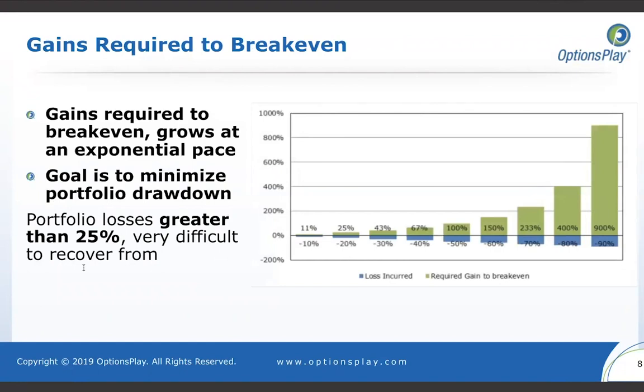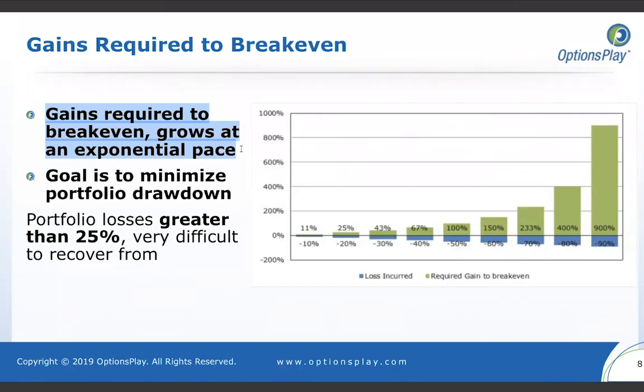Many of you may have seen these types of charts before, or maybe you've heard statistics like this, but the gains that are required to break even on a trade grow at an exponential pace. What that means is that once you have a loss, how much do you need to gain in order to get back to break even? Because the reality of all trading is that there will be points in your trading history where you will have losses. So it's really important to understand what it takes to recover from those losses.